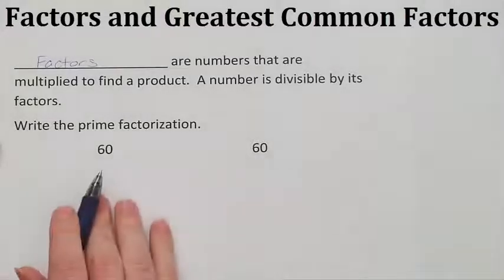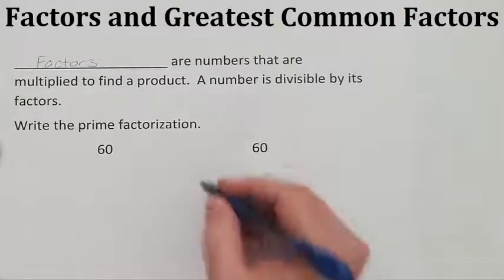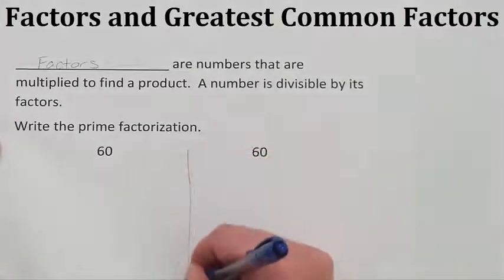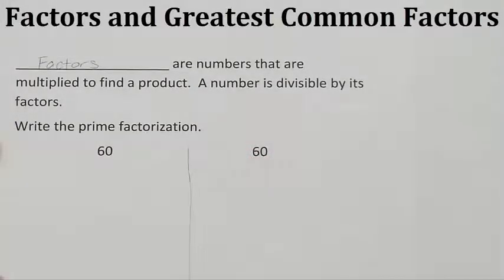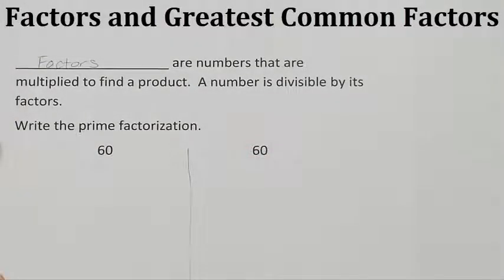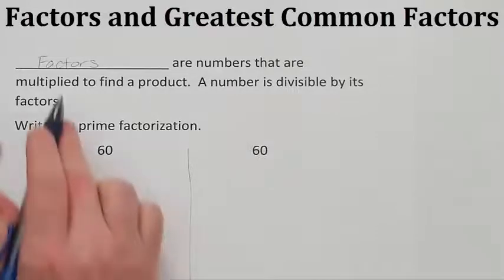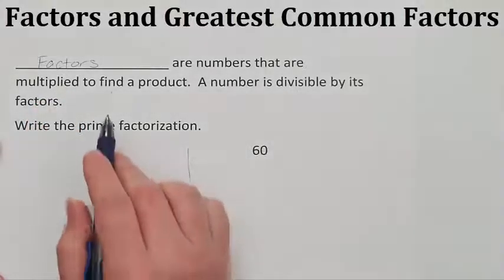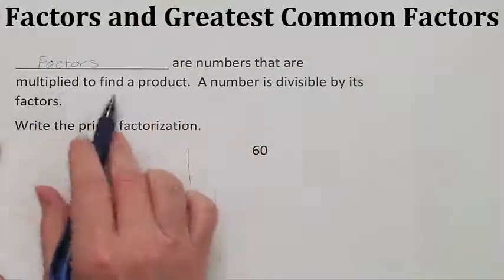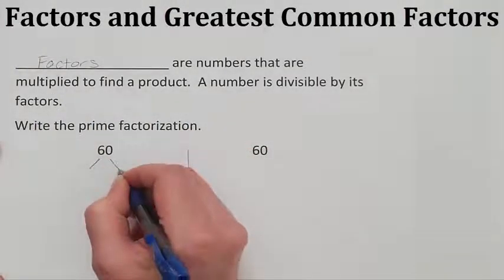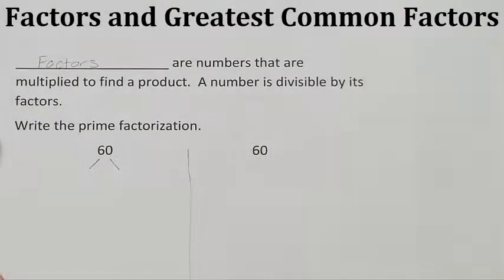I noticed that I have 60 here twice. It's because I want to show you something, so we're going to split it right down the middle. I'm going to solve the problem first. In a prime factorization, to figure out what it is, we're going to do a factor tree. This is why we learned what factors were. It says that it's numbers that are multiplied together. So I need two numbers that multiply together to give me 60.